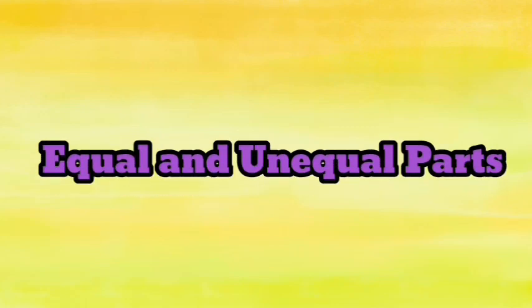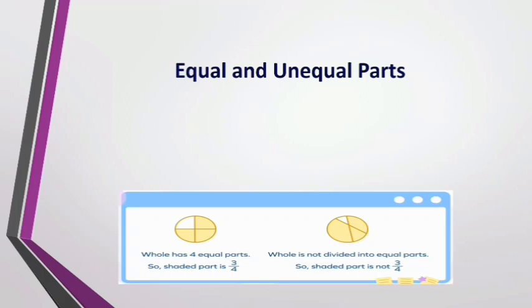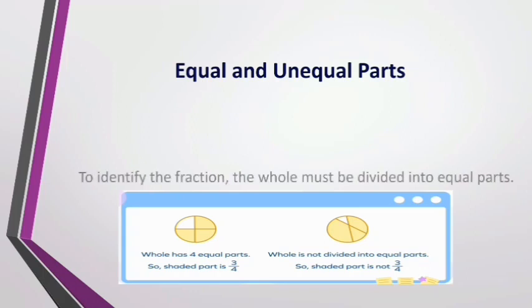Now come to another slide, which is equal and unequal parts. To identify the fraction, the whole must be divided into equal parts. For instance, if the whole has 4 equal parts, then the shaded part should be 3/4, meaning evenly divided. If the whole is not divided into equal parts, as the picture shows, then the shaded parts are not evenly divided into 3/4 of the portion.